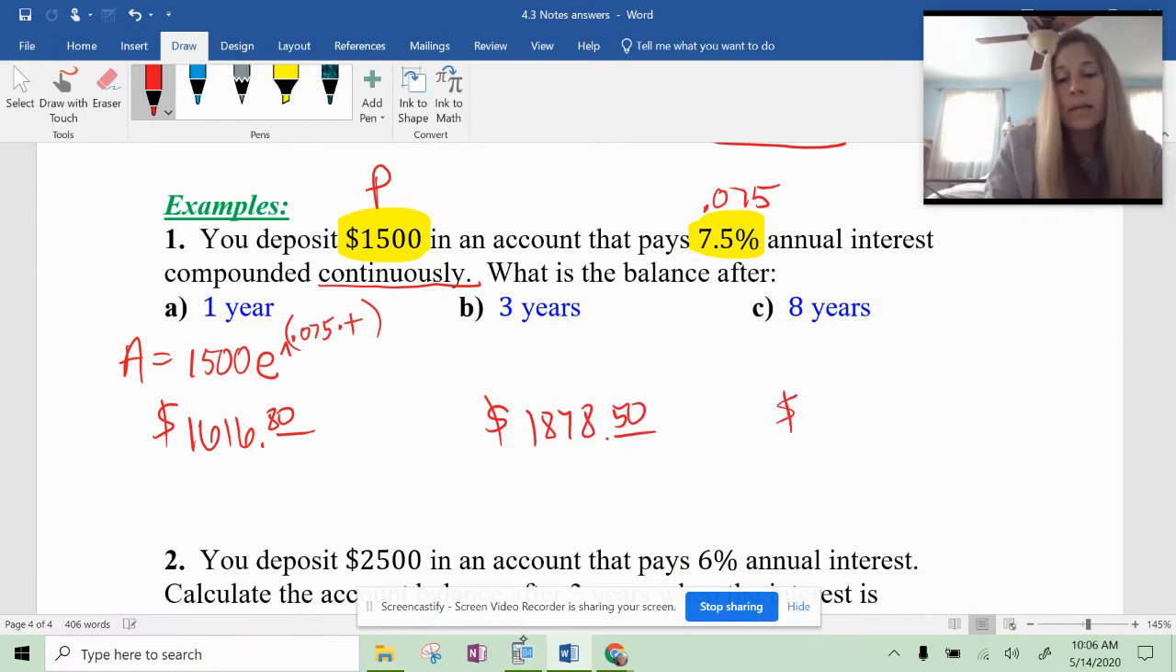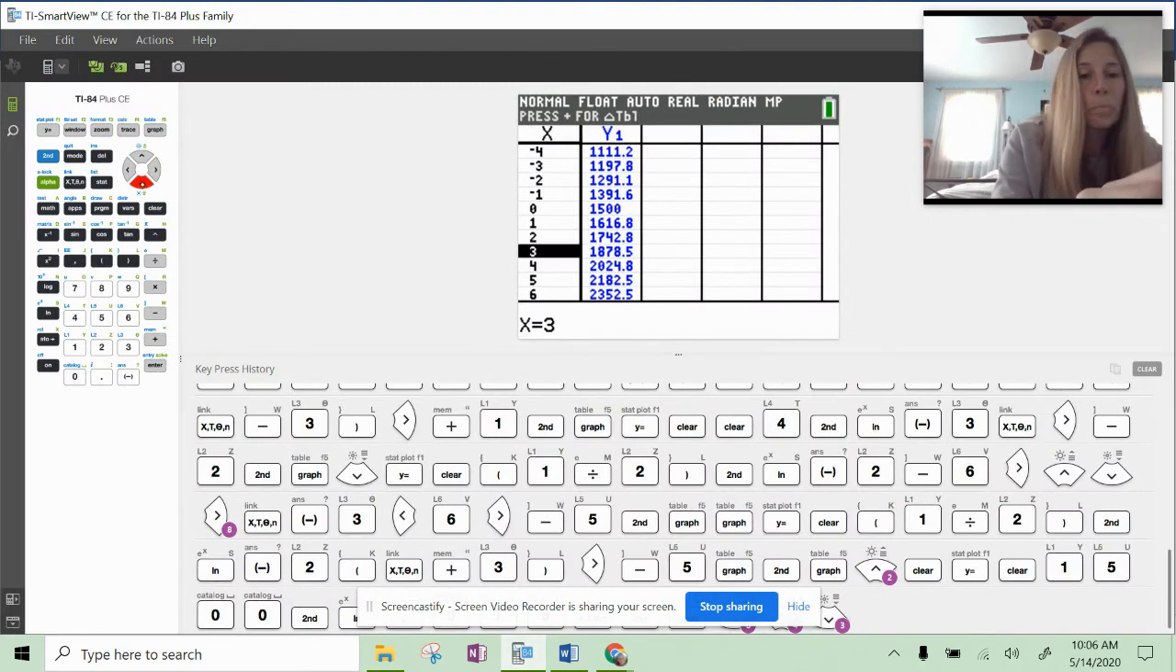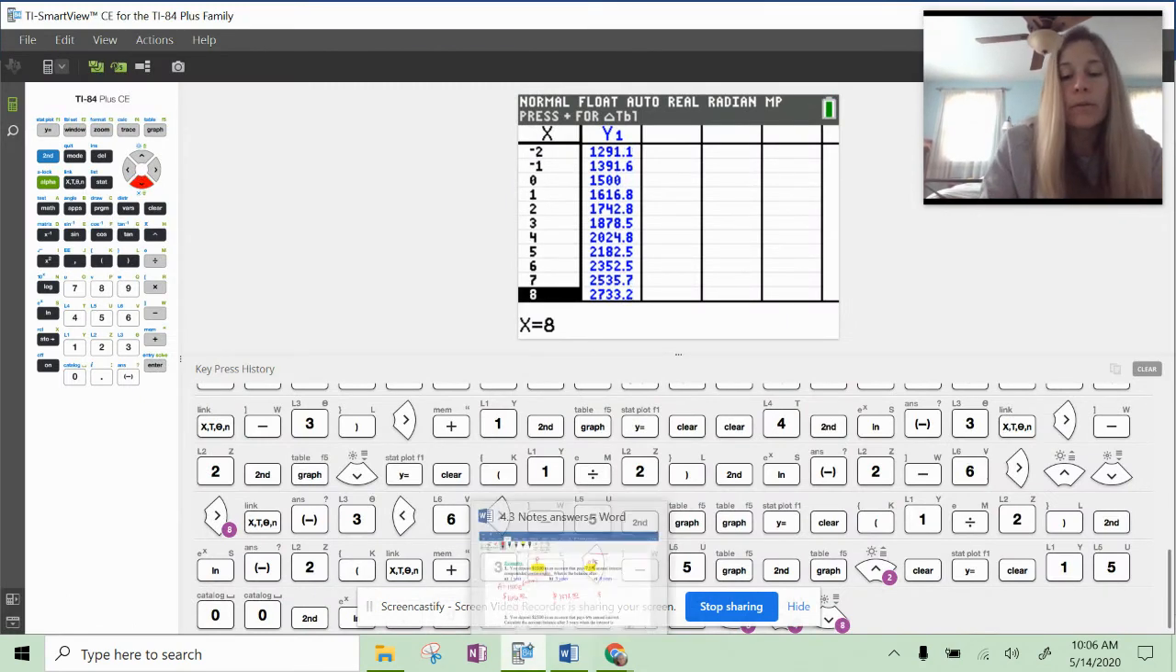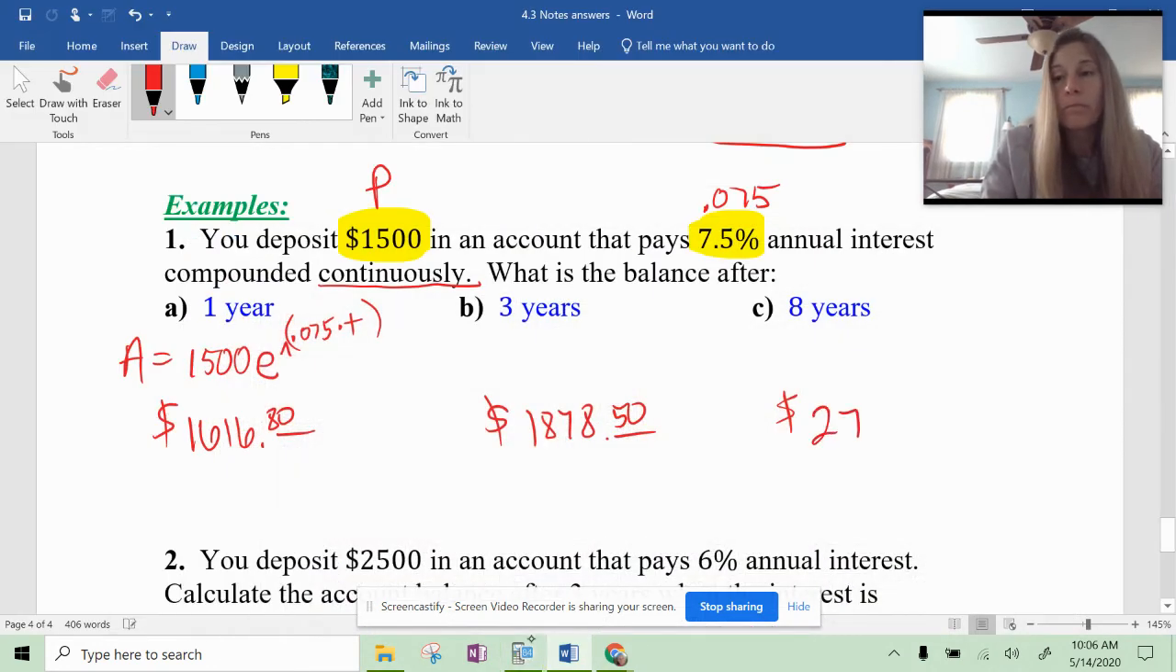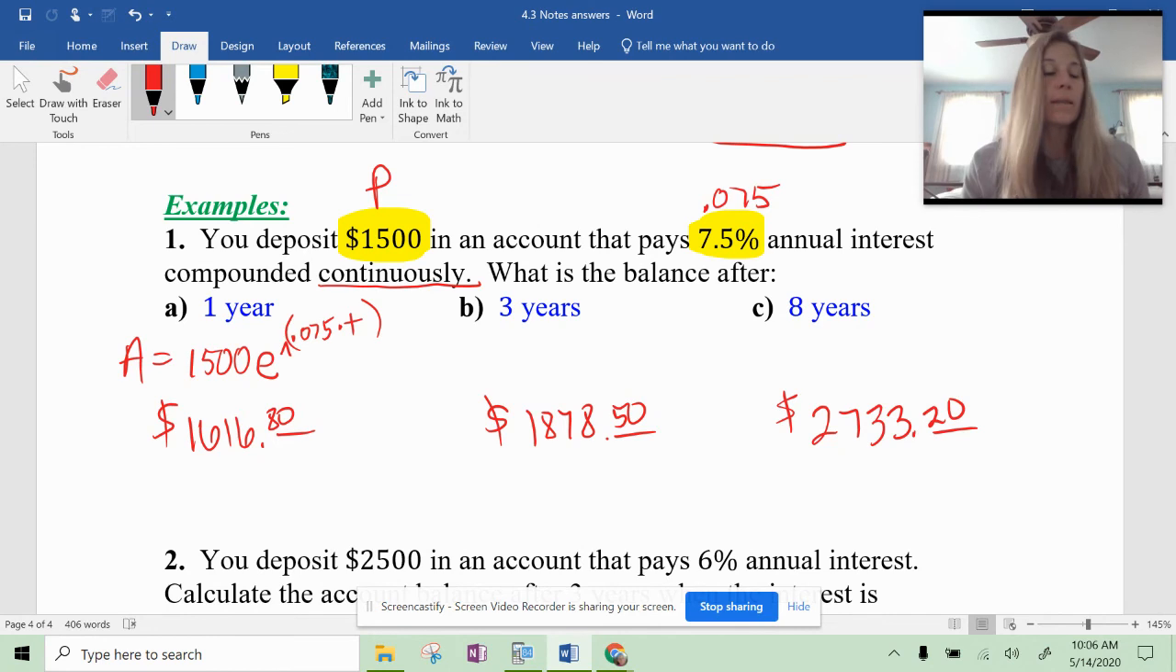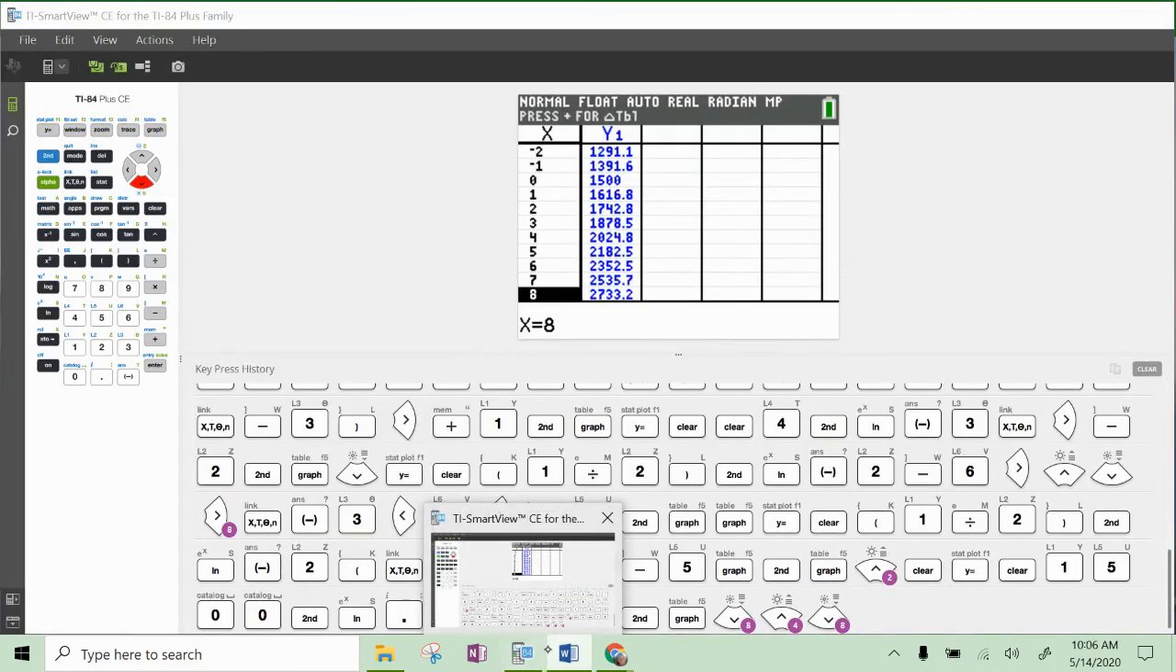And then after 8 years, 2733.20. Okay, and that's how you would do that. You could do them individually, but on the calculator, it just gets all the answers in the one table. Okay, so let's go to the next problem.